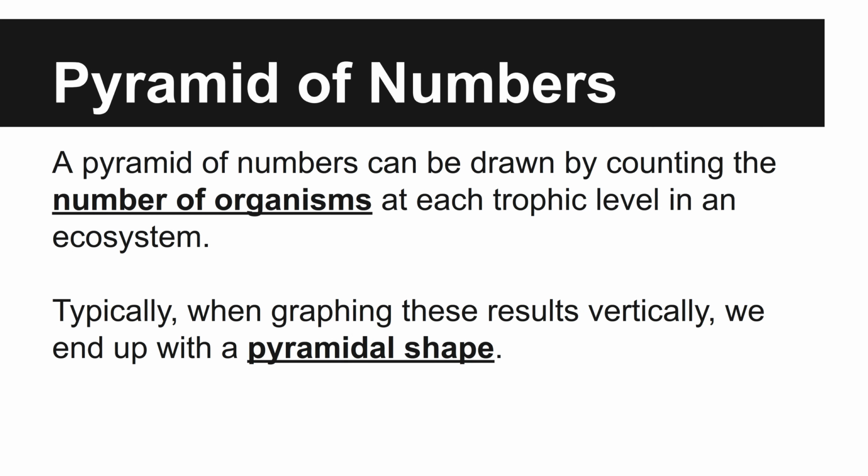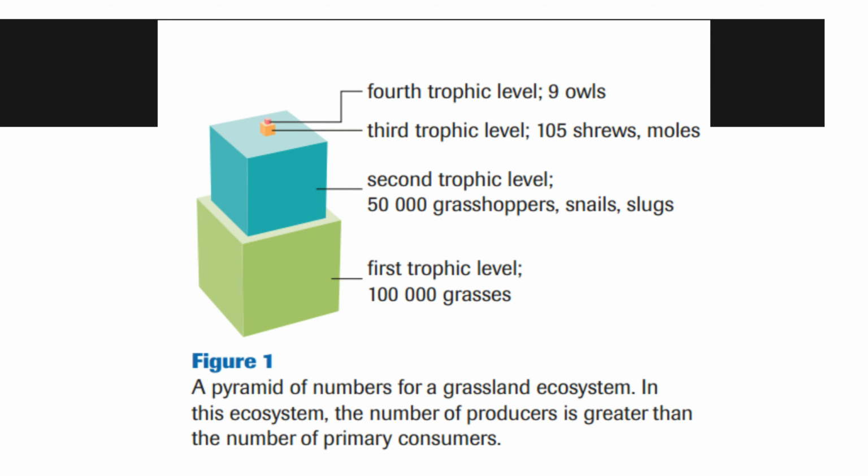Pyramids of numbers are the simplest one. A pyramid of numbers can be drawn by counting the number of organisms at each trophic level in an ecosystem. Typically, when we graph these out vertically, we end up with a pyramidal shape. If you think of the amount of producers, there are usually a lot more plants than there are consumers that are eating those plants. And so a pyramid would look something like this.